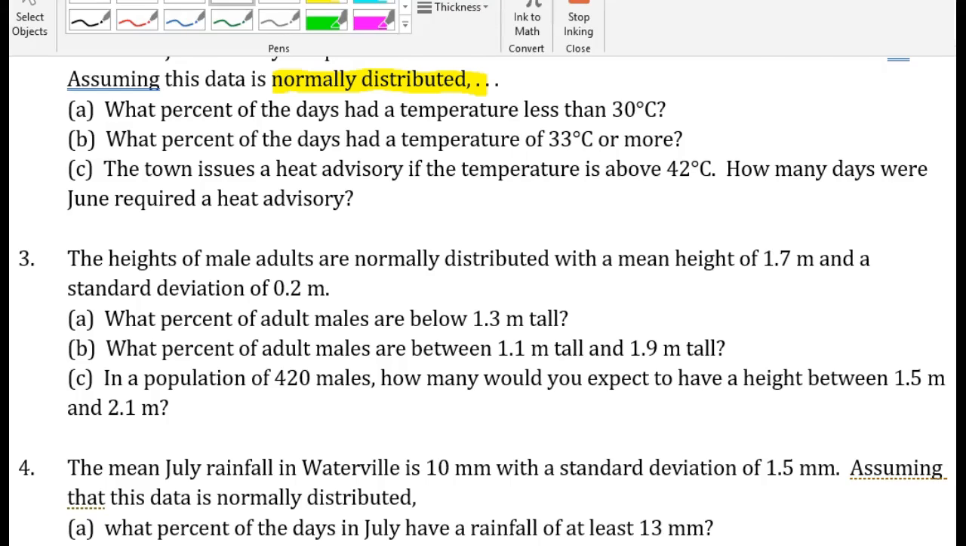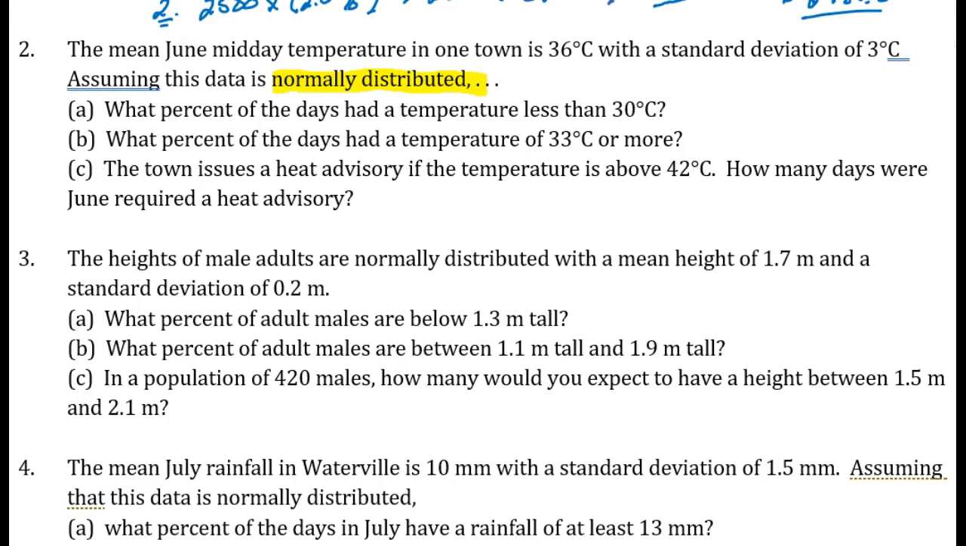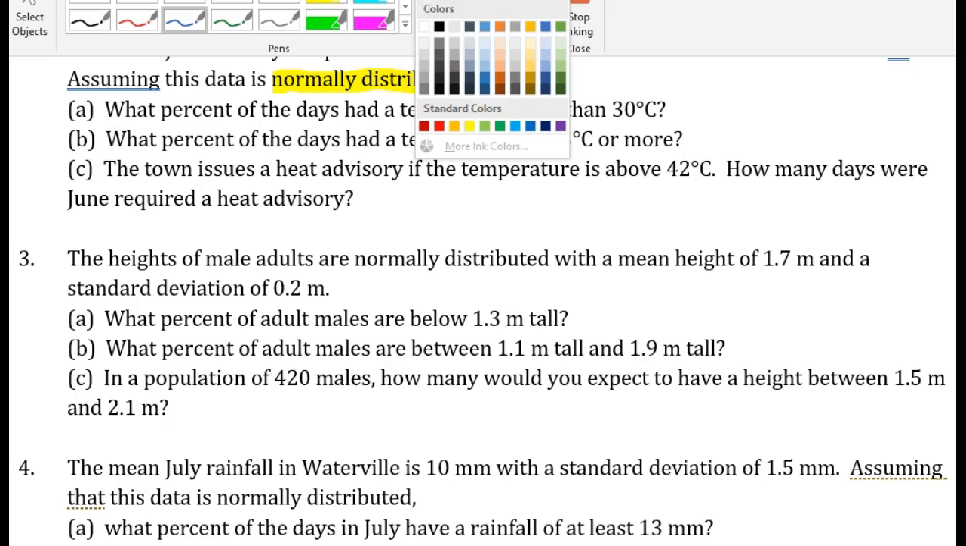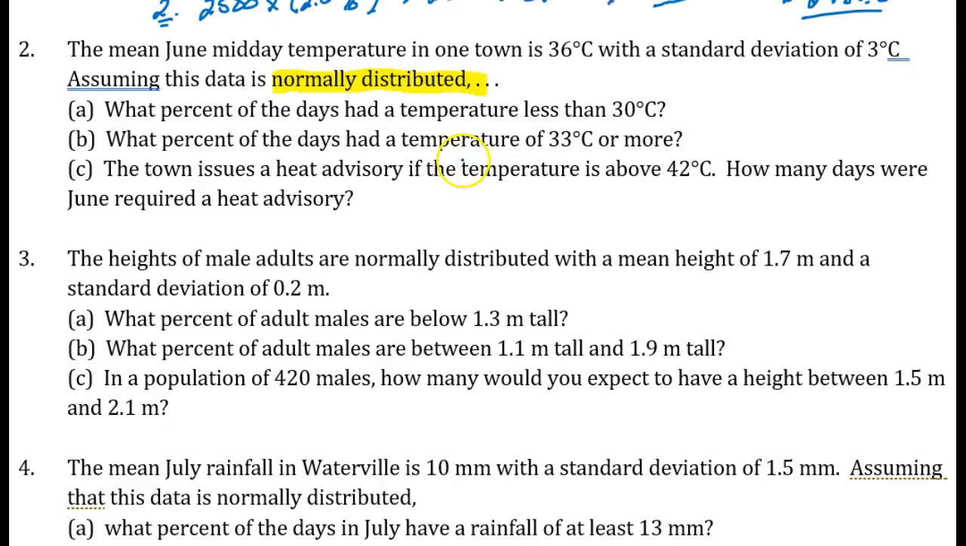Let me just fix my pens. So what percent of days had a mean temperature less than 30? What percent of days had a temperature of 33 degrees or more? And the town issues a heat advisory if temperatures are above 42 degrees. How many days in June required a heat advisory?